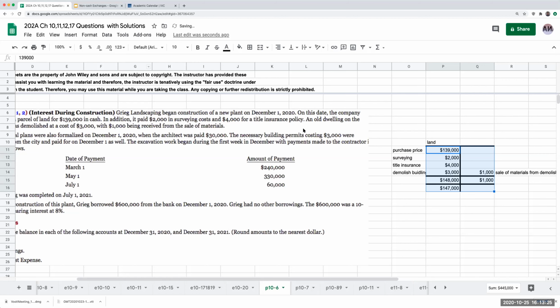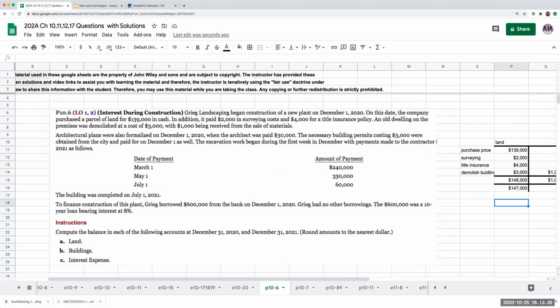So let's go through here and then look at some of the other costs too. So this is my initial amount over here for the land. Then my next part over here is what are the costs of the building. So my architectural plans were formalized on December 1st. The architect was paid $30,000. This was to get the building going. And then also the necessary building permits costing $3,000 were obtained from the city and paid for on December 1st as well. So the excavation work began during the first week in December with payments to the contractor in 2021 as follows.